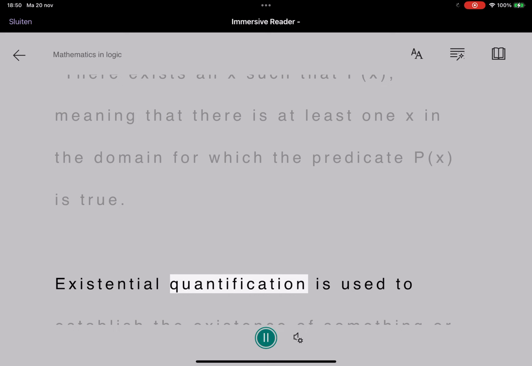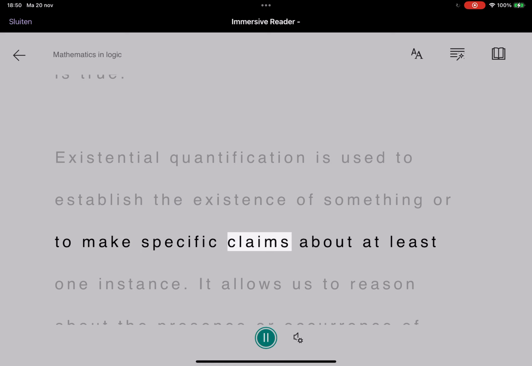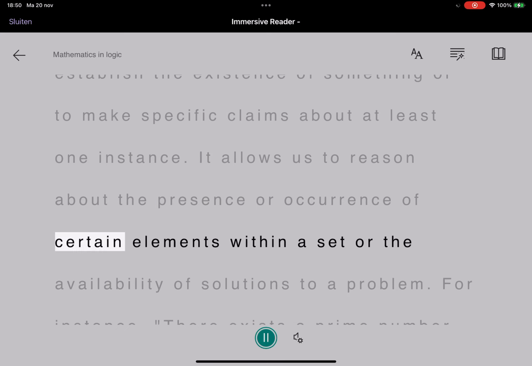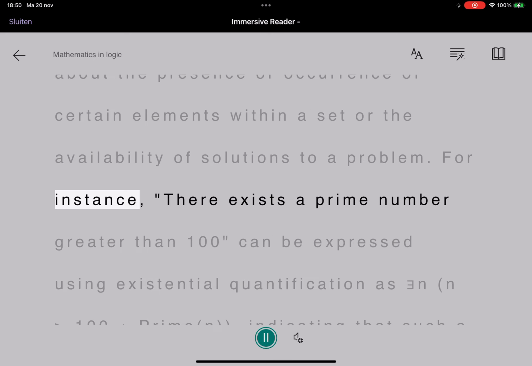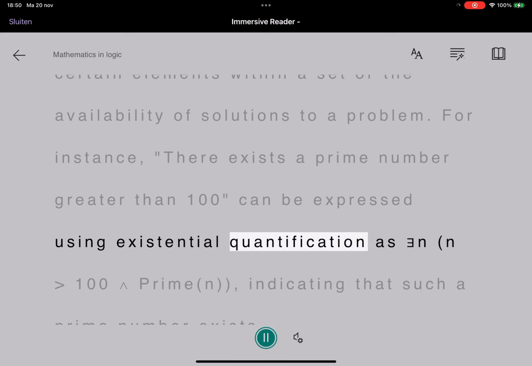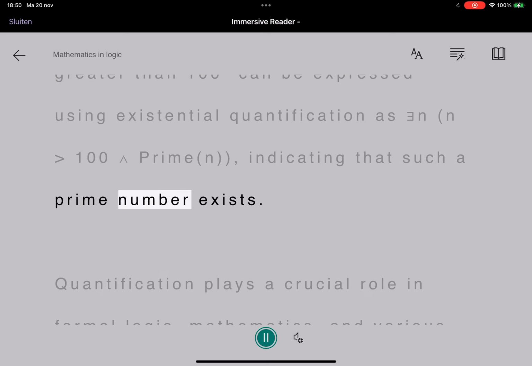Existential quantification is used to establish the existence of something or to make specific claims about at least one instance. It allows us to reason about the presence or occurrence of certain elements within a set or the availability of solutions to a problem. For instance, there exists a prime number greater than 100 can be expressed using existential quantification as there exists n such that n > 100 and prime(n), indicating that such a prime number exists.